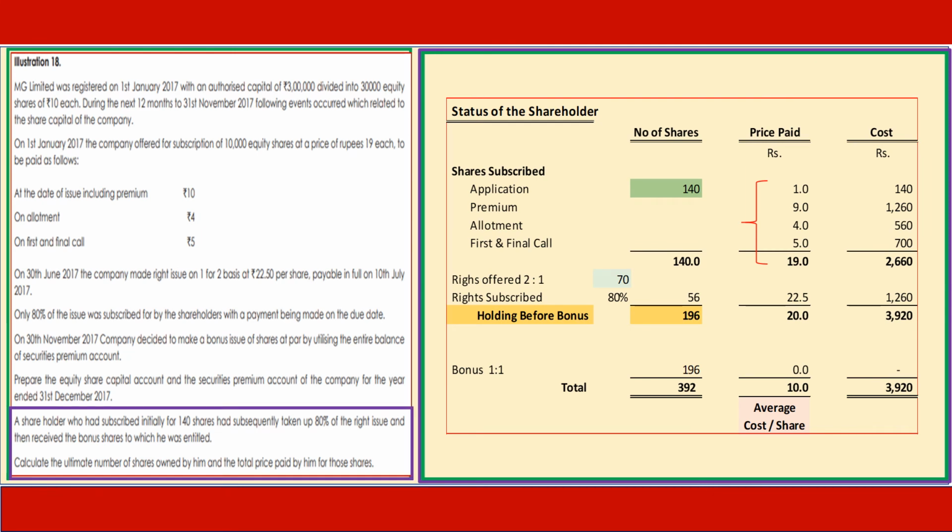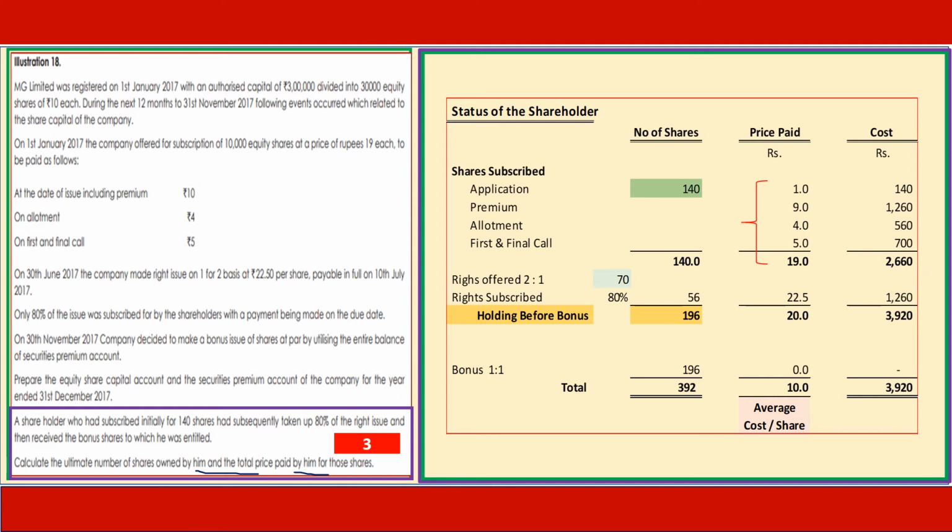Here we are now going into the instance of a shareholder who had subscribed 140 shares, had subsequently taken up 80% of the rights issue and then received bonus shares to which he was entitled. He applied for 140 shares, got it. In the rights, he got the rights. He applied for 80%. Subsequently, he got the bonus also. Calculate the ultimate number of shares owned by him and total price paid by him. It is simple because we know the entire transaction in the illustration.